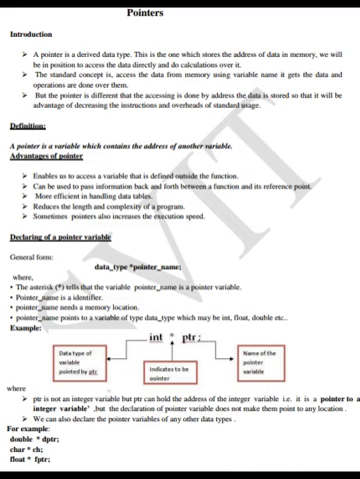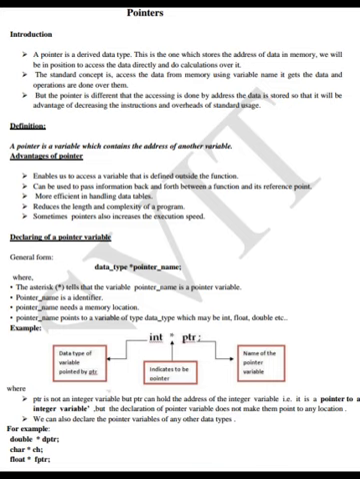Declaring a pointer variable. General form. See the figure, where the asterisk tells that the variable pointer name is a pointer variable. Pointer name is an identifier. Pointer name needs a memory location. Pointer name points to a variable of type data type, which may be int, float, double, etc.